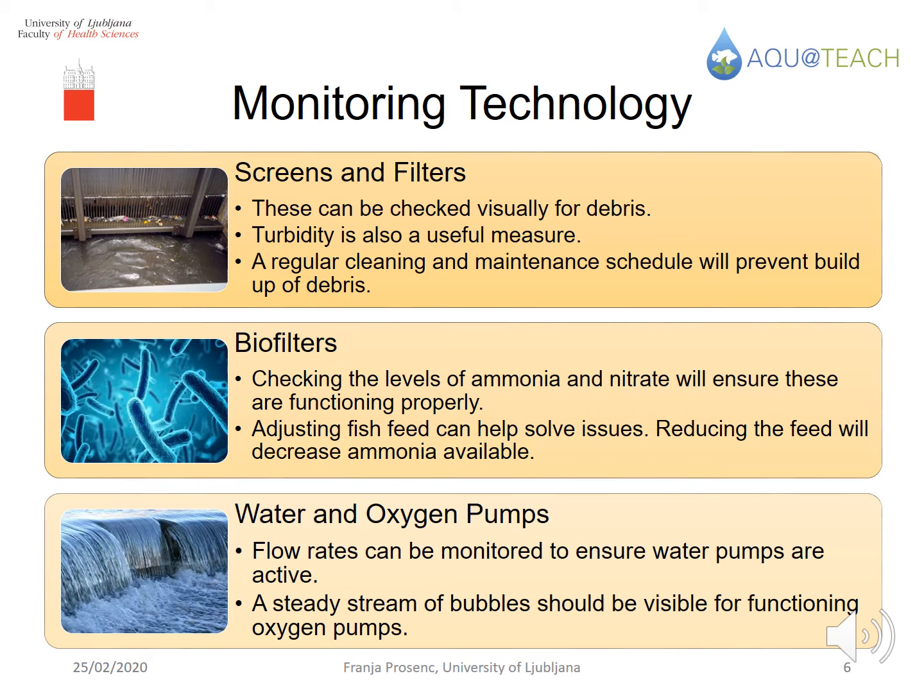Monitoring technology is usually quite a simple procedure, which relies on visual inspections rather than expensive equipment. Screens and filters can be checked and cleaned regularly. Flow rates and oxygenation of the water can be checked by ensuring there's a steady circulation of water and a constant stream of bubbles at the outlets. Biofilters, however, are a little more complex, but by checking levels of ammonium and nitrite, you can be sure that any issues are addressed before they turn into major problems.